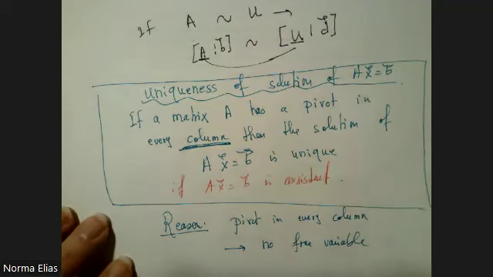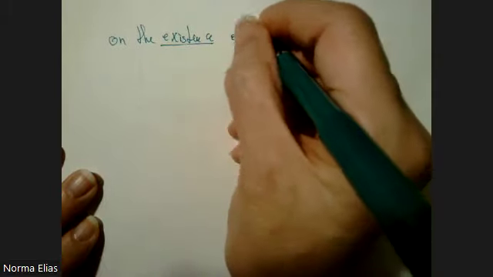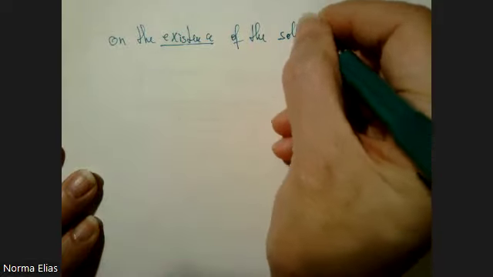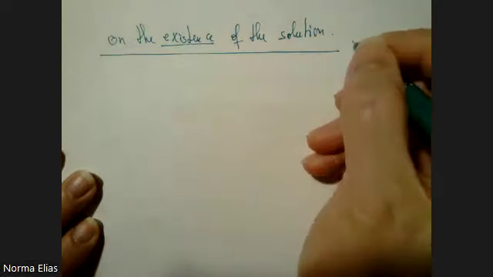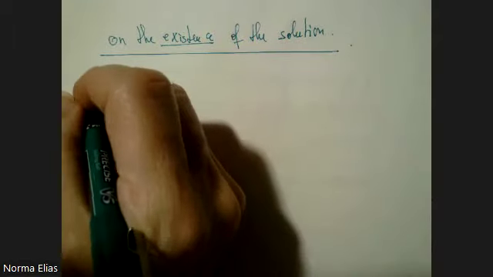Right. Part 2 is on the existence of the solution. So we're going to talk a little bit about the uniqueness and the existence. So question number 2 is on the existence of the solution. All right. So I will set up the question for you.